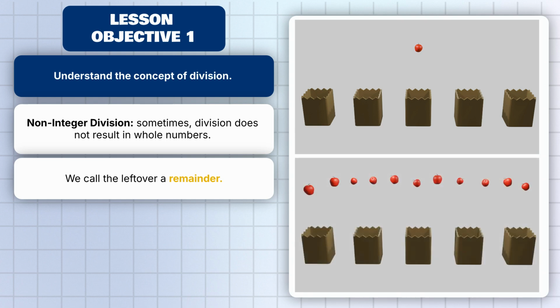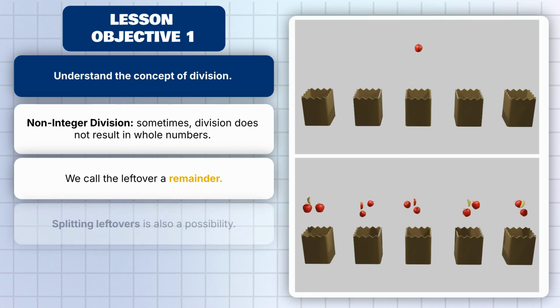Alternatively, after sharing one by one and each bag receiving 2 apples, you could choose to split your remainder. So here you would split your remaining apple into 5 equal parts called fifths and put 1/5 into each bag. This is termed splitting leftovers.